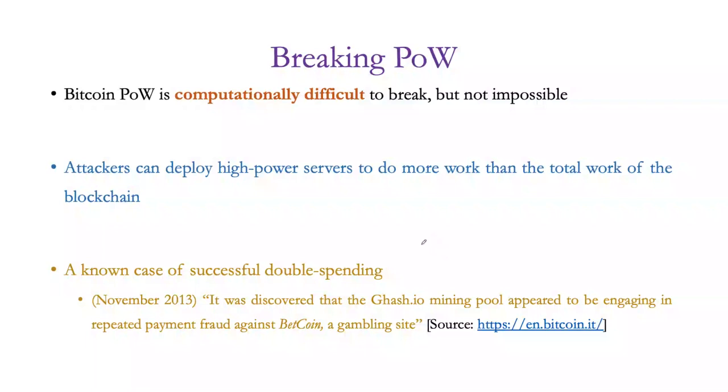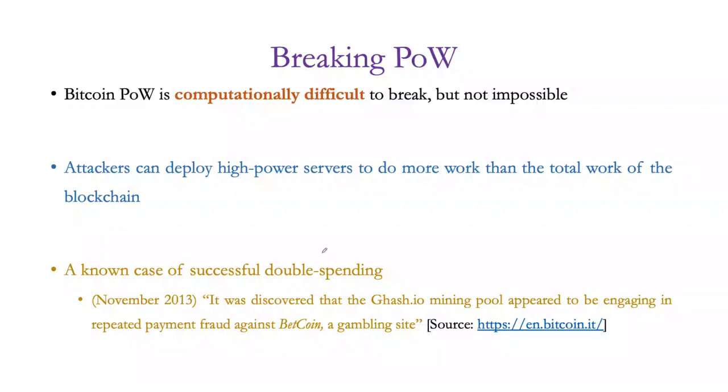So this was basically addressed in the year 2013. It was discovered that the GHash.io mining pool appeared to be engineering this in Bitcoin. So you can go to this link for more information about this double spending part.